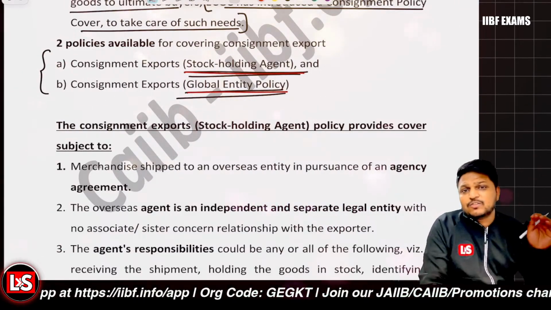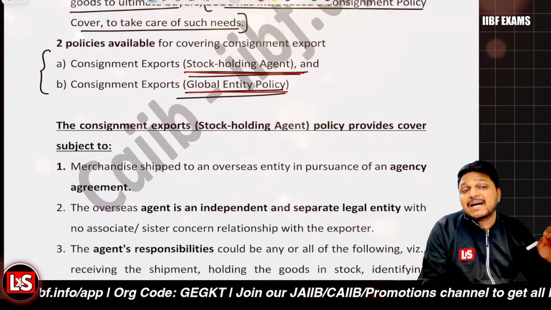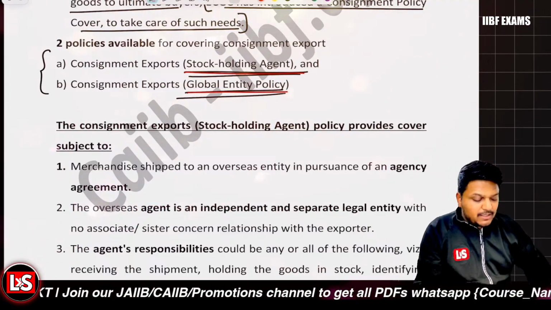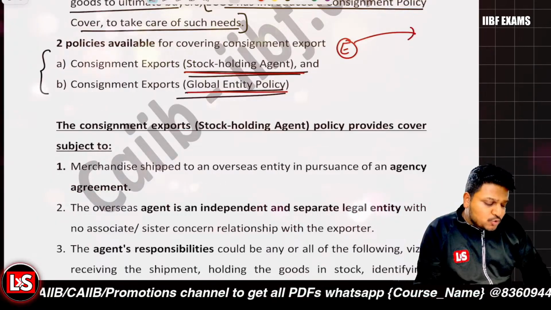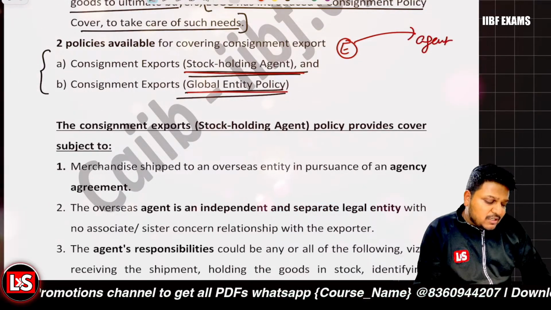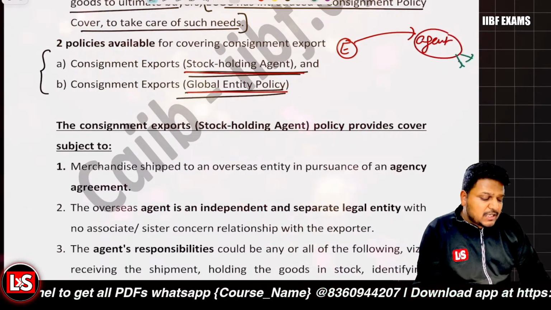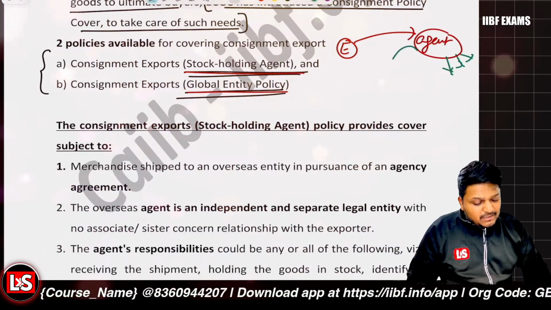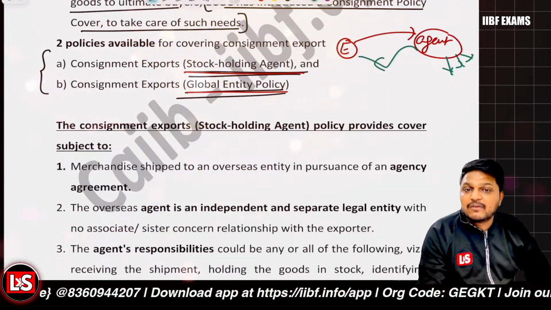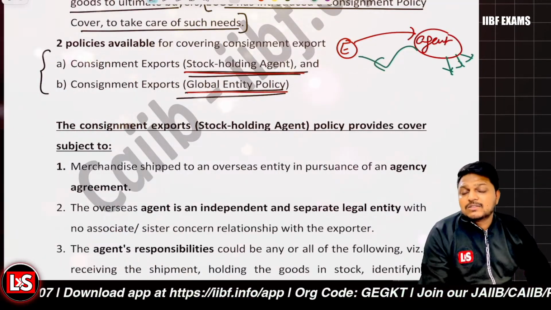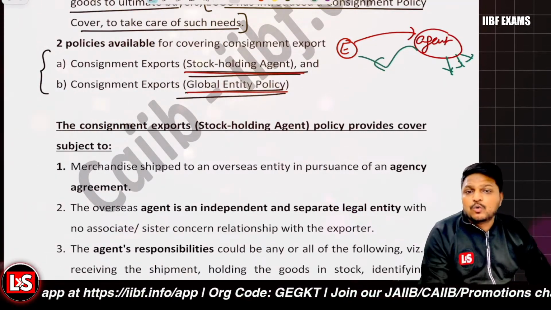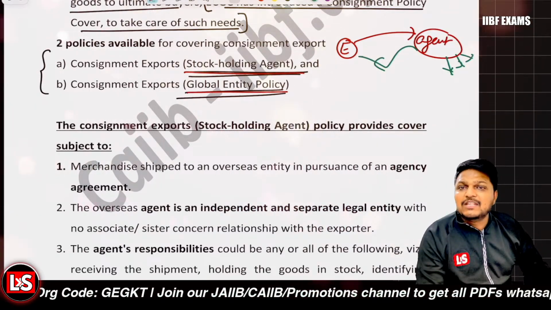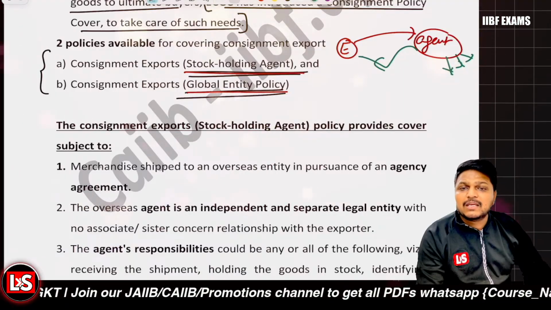Now, this basic policy provides insurance cover when the goods are exported and stored with an overseas agent. Like the example I just told you, you are exporting goods and those are to be held with the agent, right? And further, the agent will take care of the sales. The agent will collect the amounts and remit them to the exporter thereafter, right? So the stock is being held by the agent out there. In that case, the policy given is the stock holding agent policy.